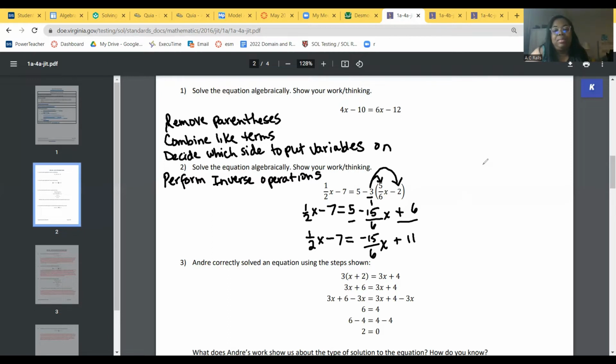My next step would be to add 15 over 6 to both sides. So I'm going to add 15 over 6 to both sides. Move it out of the way for a second, just so we can have some more room.